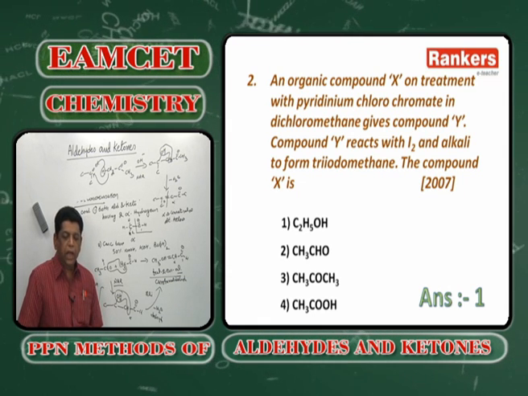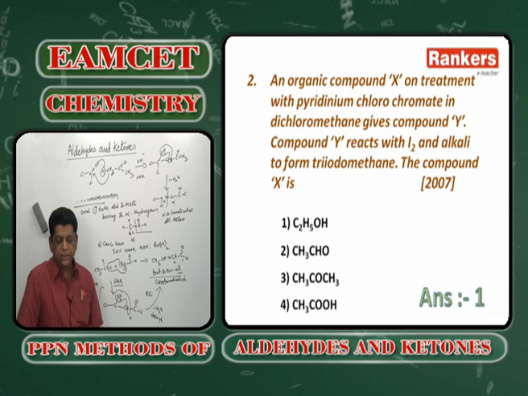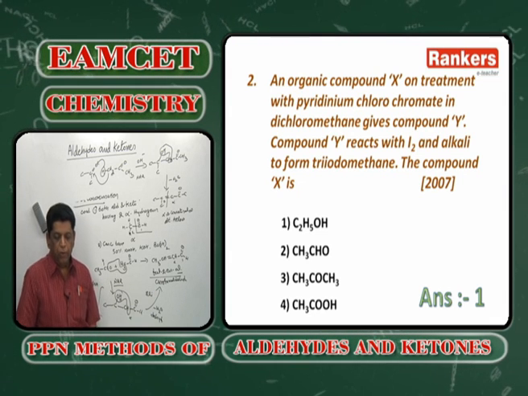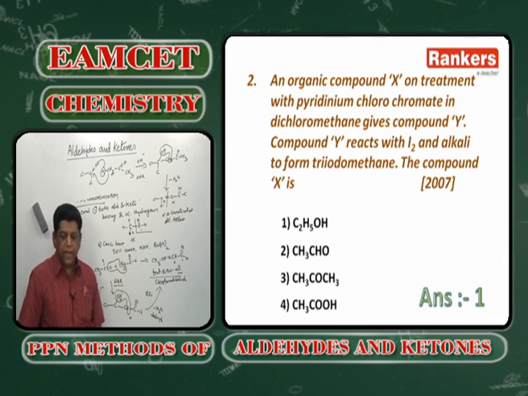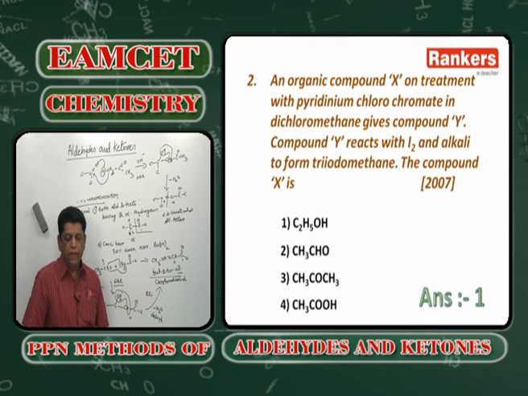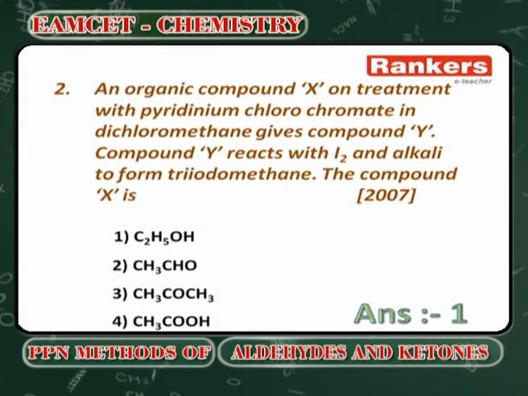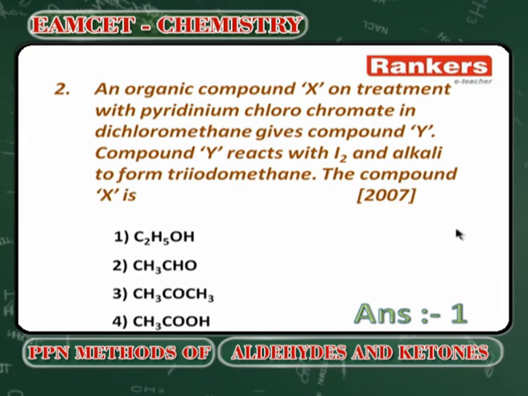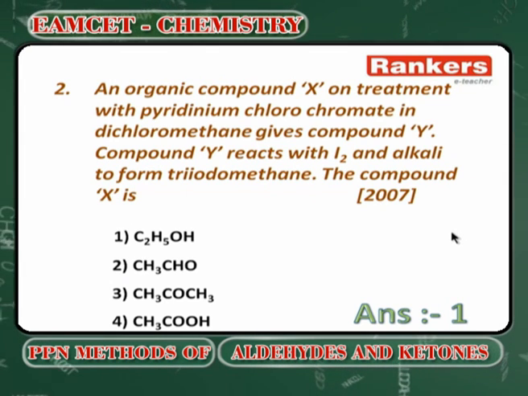Now, triiodomethane is formed. He is asking what is X, where we started from. That is ethyl alcohol, the right answer. Ethyl alcohol will become acetaldehyde, and acetaldehyde gives the iodoform reaction.